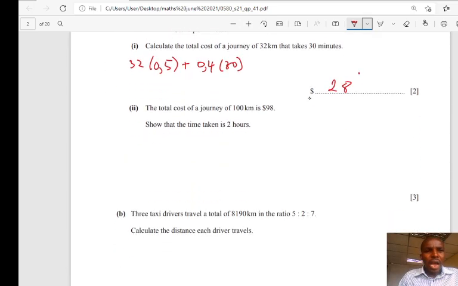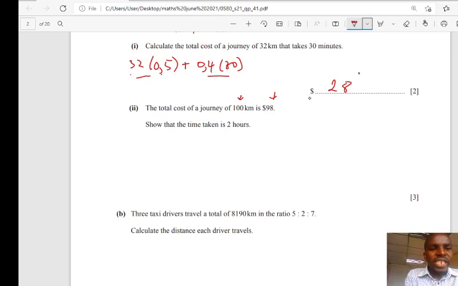Next question, item 2. The total cost of a journey of 100 kilometers is $98. Show that the time taken is 2 hours. Right, now we're given the distance in kilometers, and we're given the total cost. How can we find the total cost? From the first question, it's the cost per kilometer times the number of kilometers plus the cost per minute times the number of minutes. We just use the same concept. That will give us the total cost of this journey.